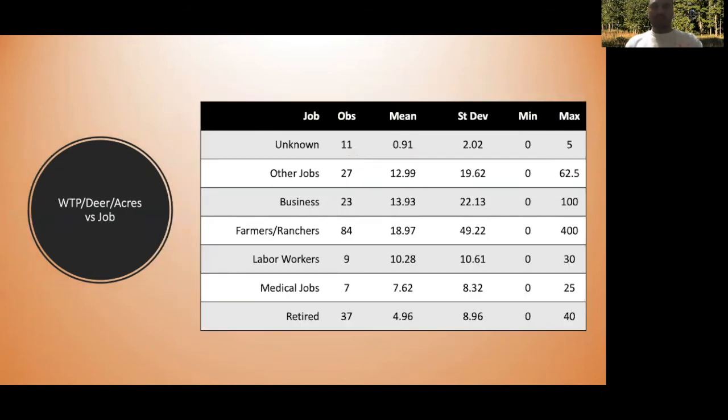Based on job categories, farmers and ranchers are people with the highest average willingness to pay per deer per acreage, followed by business owners. Though older age group was one of the groups with highest willingness to pay in the previous slide, retired people have less willingness to pay based on job categorization.